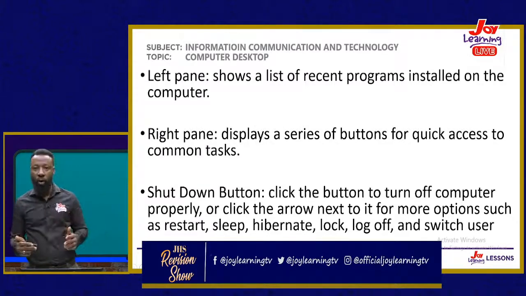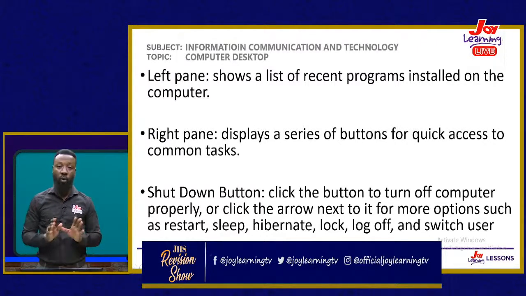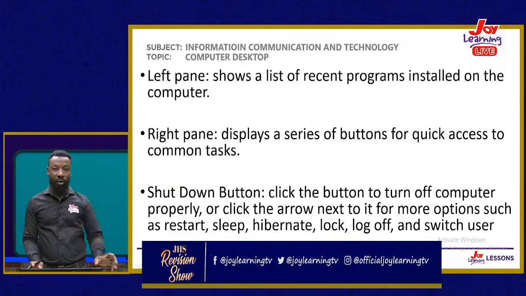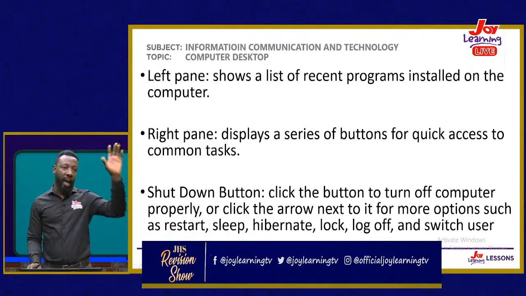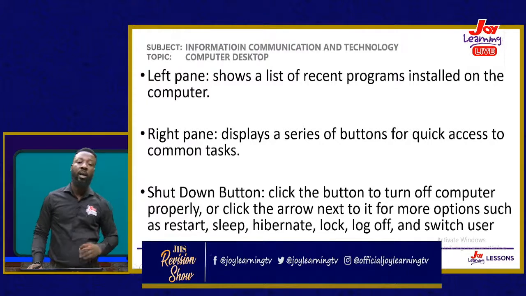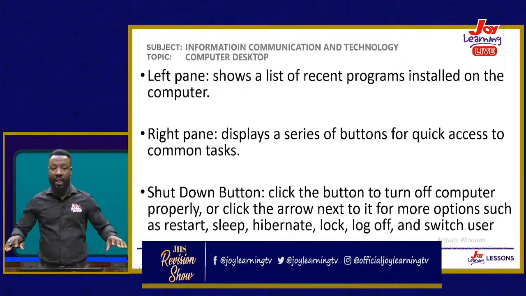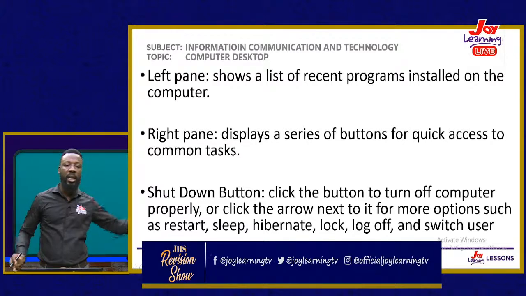So when we talk about the computer desktop, basically we are talking about the screen, the display area of your computer screen, and its features. They include the icons, the taskbar, and the background. Icons are graphical representations of files, folders, documents, and also programs. The taskbar is a bar located beneath your display screen, and it runs from left to right.